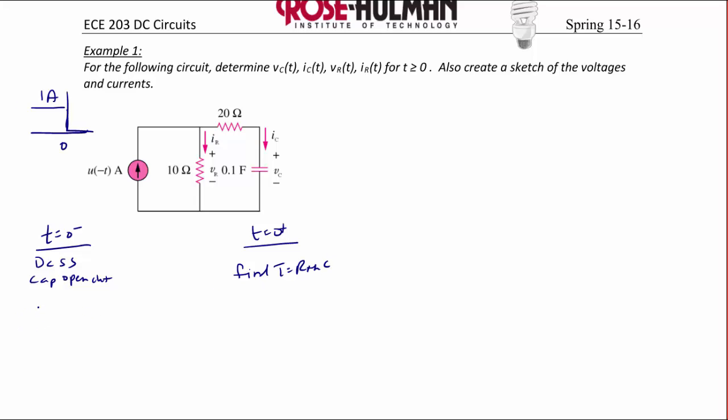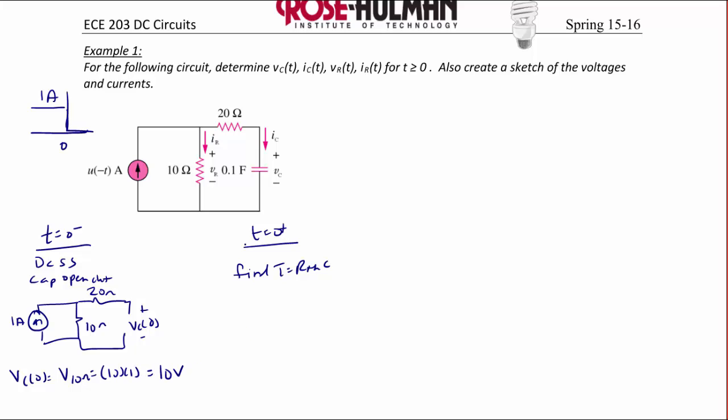So here we have 1 amp, 10 ohms, 20 ohms, and the open circuit to represent the capacitor, and that's VC of 0. What you should note here is that the 20 ohm resistor is an open circuit, so there's no current flow. So the voltage across VC of 0 is the same as the voltage across that 10 ohm resistor, which is 10 times 1, or 10 volts.